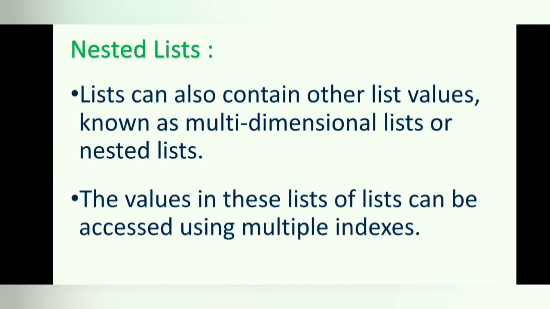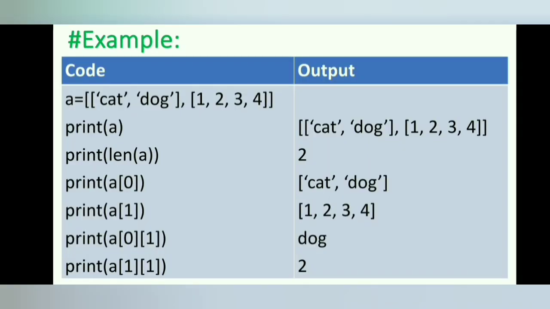Nested lists. Lists can also contain other list values, known as multi-dimensional lists or nested lists. The values in these lists of lists can be accessed using multiple indexes. Example. In this example, a nested list is assigned to the variable A. The first print statement, print A, will display the whole list.